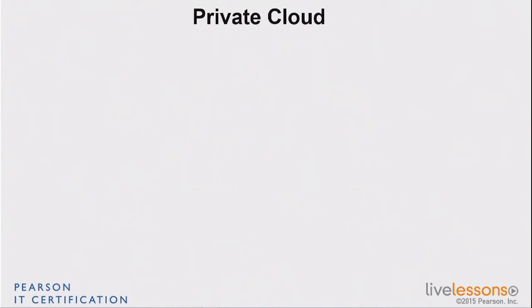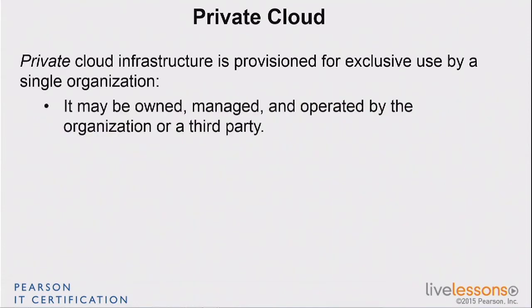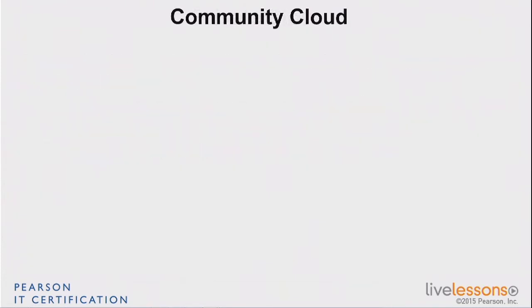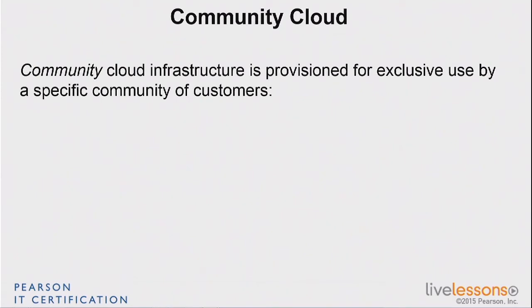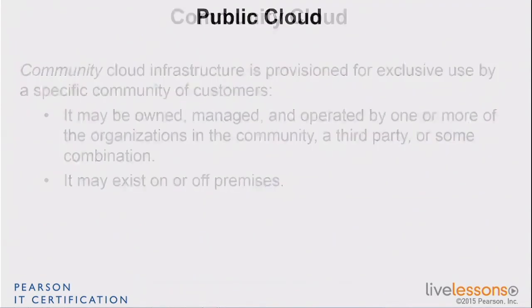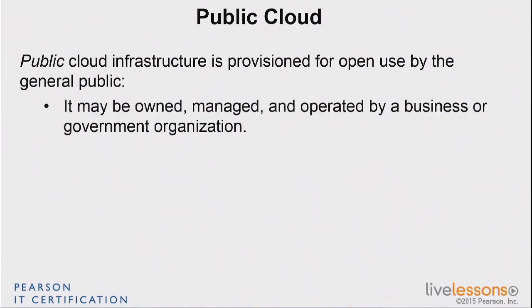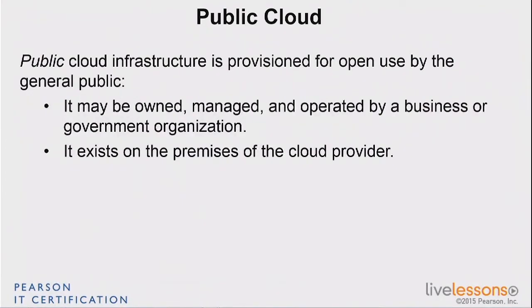In addition to our three service models, we have three deployment models, the first of which is a private cloud. The private cloud infrastructure is provisioned for exclusive use by a single organization. It may be owned, managed, or operated by the organization or by a third party. It may exist on-premise or off-premise. A community cloud infrastructure is provisioned for exclusive use by a specific community of customers that are generally known to each other. It may be owned, managed, and operated by one or more of the organizations in the community, or a third party, or some combination. It also may exist on-premise or off-premise. That's in contrast to the public cloud. The public cloud infrastructure is provisioned for open use by the general public. It may be owned and managed and operated by a business or a government organization. It exists on the premise of the cloud provider. So we have our private cloud, our community cloud, and our public clouds.